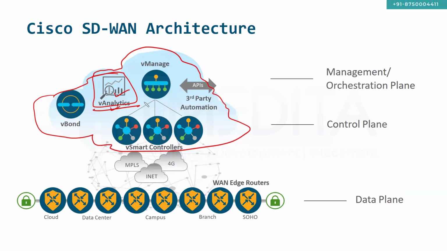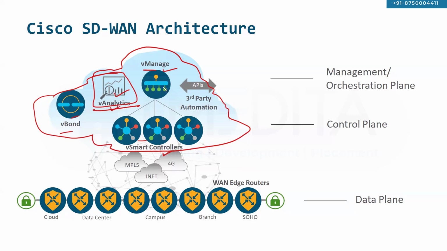You can skip the vAnalytics. But vManage, vSmart, and vBond, those are not optional. None of them is optional. All are required to work together as the brain of your architecture. So you have got vManage, vBond, and vSmart. These are the three main components.